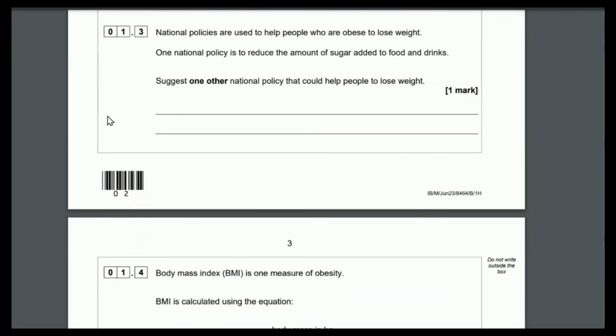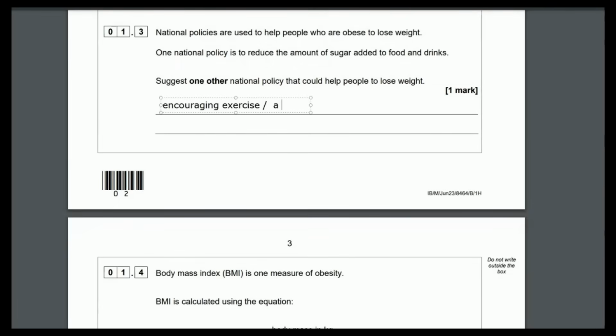Let's go on to 1.3. National policies are used to help people who are obese to lose weight. One national policy is to reduce the amount of sugar added to foods and drinks. You've seen they've got a sugar tax at the moment in the UK, where actually all companies that produce foods with sugar in have to pay a tax.